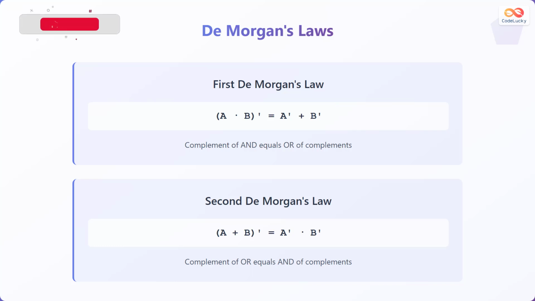Now let us explore De Morgan's laws. The first law states that the complement of (a AND b) is equal to a complement OR b complement. In simpler terms, the complement of an AND equals the OR of complements. The second law states that the complement of (a OR b) is equal to a complement AND b complement. In simpler terms, the complement of an OR equals the AND of complements.